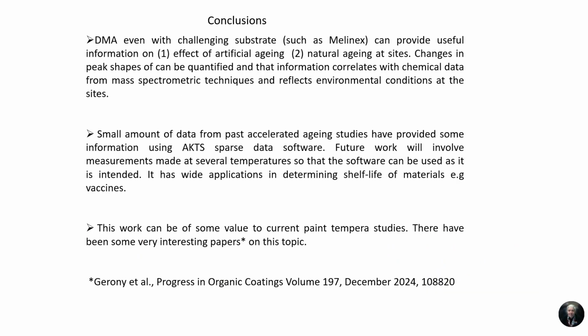So, conclusions. DMA, even with challenging substrates such as Melanex, can provide useful information on effective artificial aging and natural aging at sites. Changes in peak shapes can be quantified, and that information correlates with chemical data from mass spectrometric techniques and reflects environmental conditions at the sites. Small amounts of data from past accelerated aging studies have provided some information using AKTS sparse data software. Future work will involve measurements made at several temperatures so that the software can be used as it's intended.